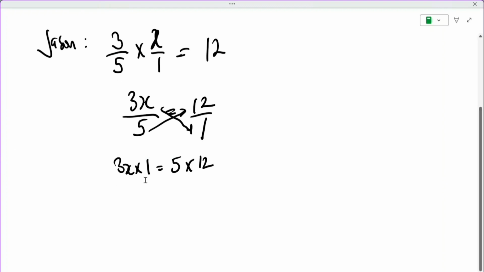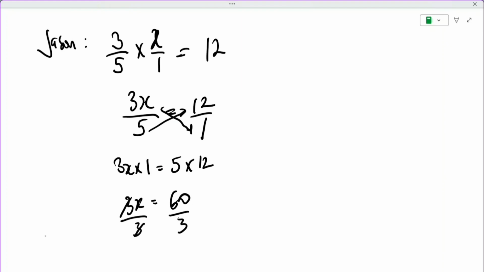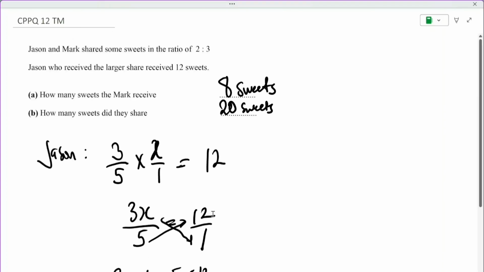Anything times 1 is that same thing. 2 times 1 is 2. 4 times 1 is 4. So 3x times 1 is 3x equals 5 times 12, that's 60. We're looking for X, so we divide both sides by 3. 3 cancels 3. X equals 60 divided by 3, you get 20. So the total number of sweets they shared is 20 sweets. So the answer is the same as the one we got using the first method, which is 20 sweets.